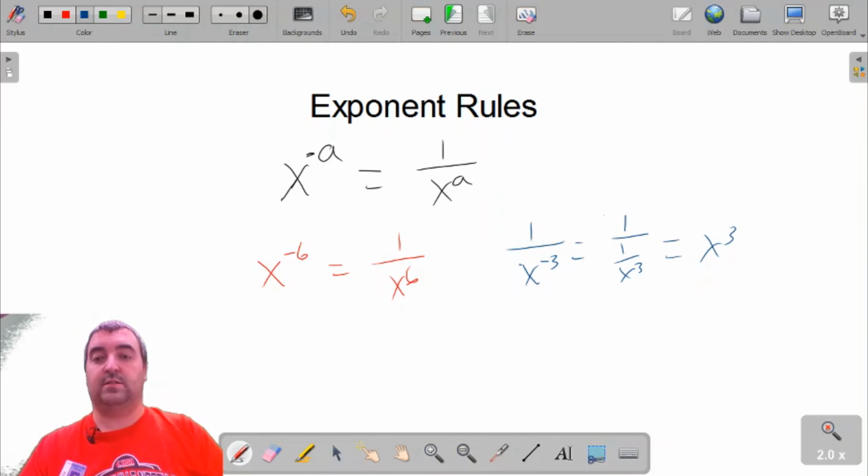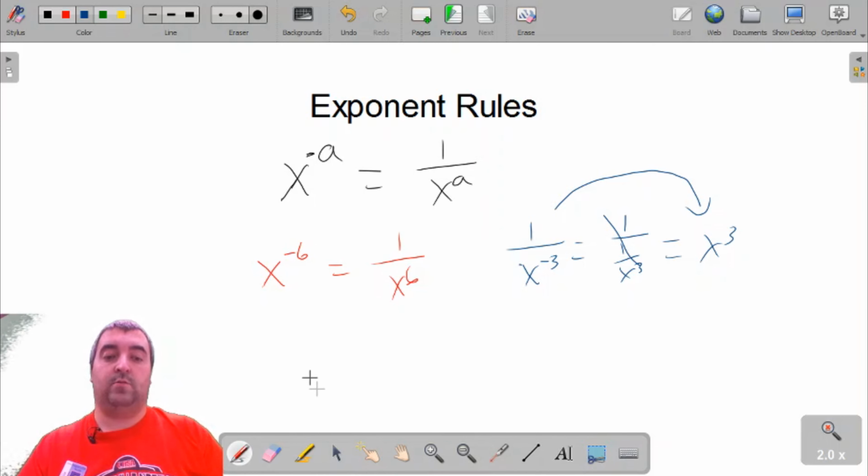So you can skip this first step usually and go straight to the answer. If it's in the denominator, it goes to the numerator. If it's in the numerator, this is over something, which really it's over 1, it goes to the denominator.